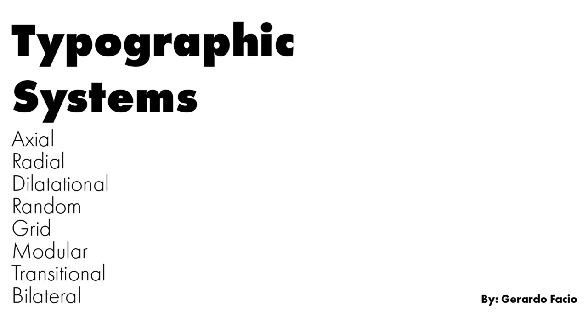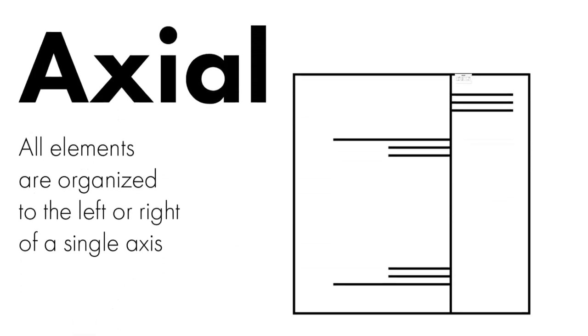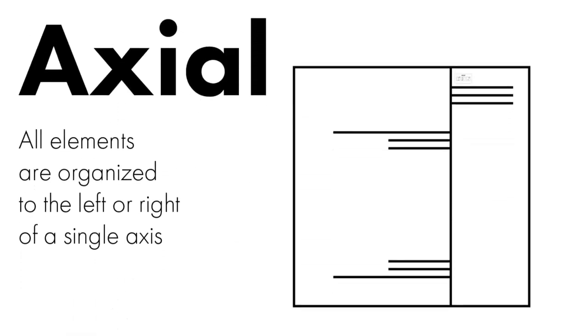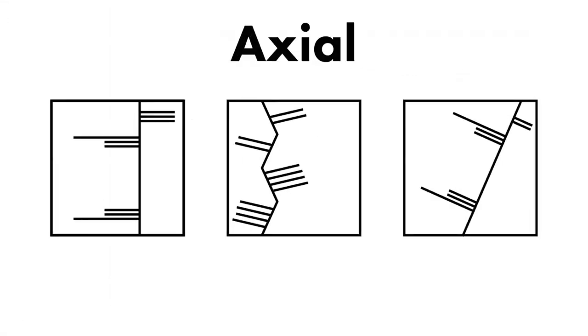The first system that we will cover is the axial system. The axial system is one in which all elements are organized to the left or to the right of a single axis. Let's explore this a bit further. On the left hand side, you can see a canvas in which the axis is placed on the right third of the canvas. There are elements coming out of both sides of the axis.